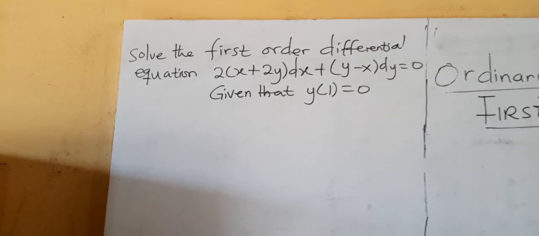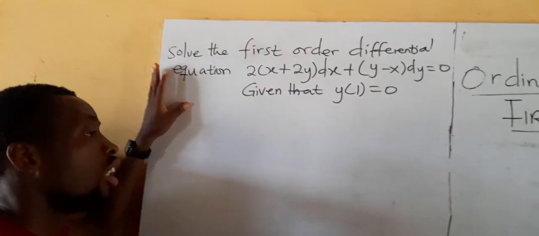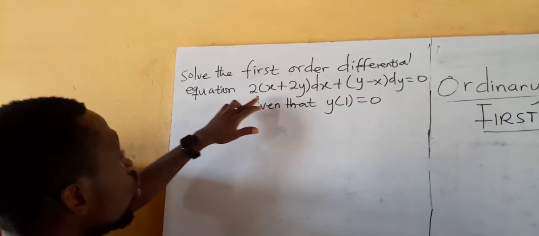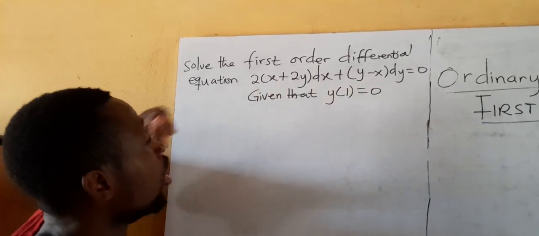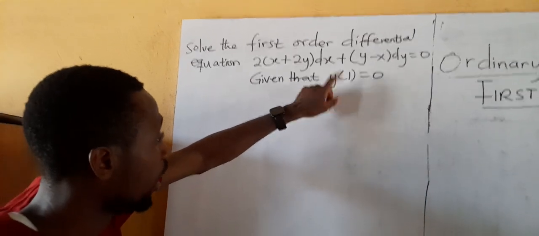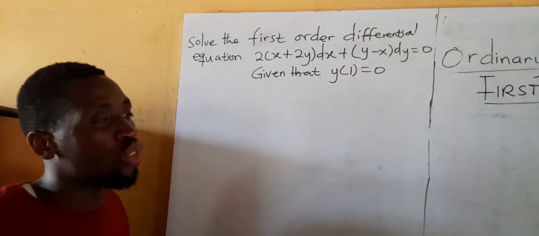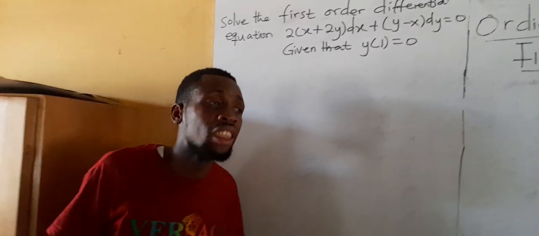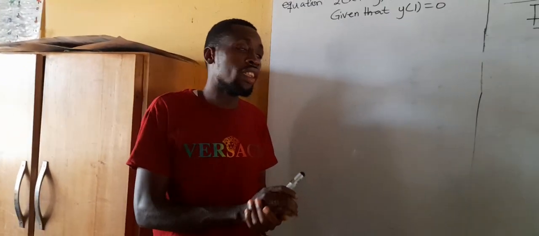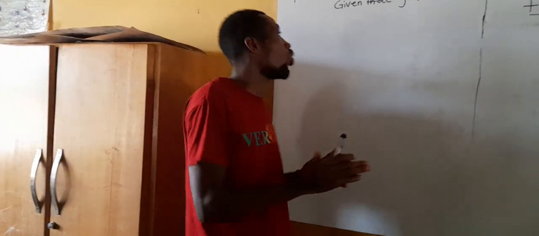Okay, so we will solve the second question on the homogeneous. Solve the first order differential equation 2(x + 2y) dx + (y - x) dy = 0, given that y(1) = 0. Remember, in this one conditions are given to us, so we are going to get a particular solution. We won't get a general solution. Since conditions are given, we'll get a particular solution. So now let's see how we solve that.